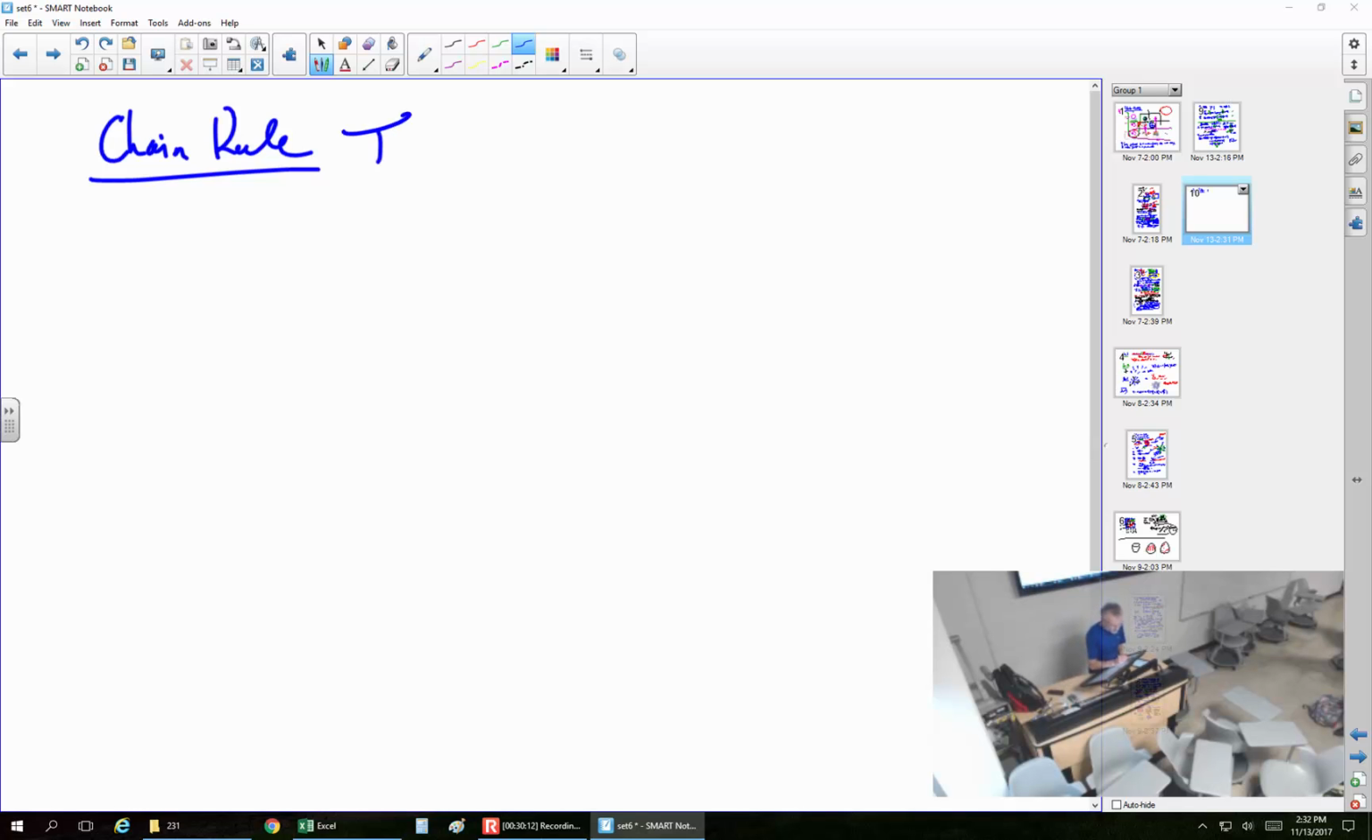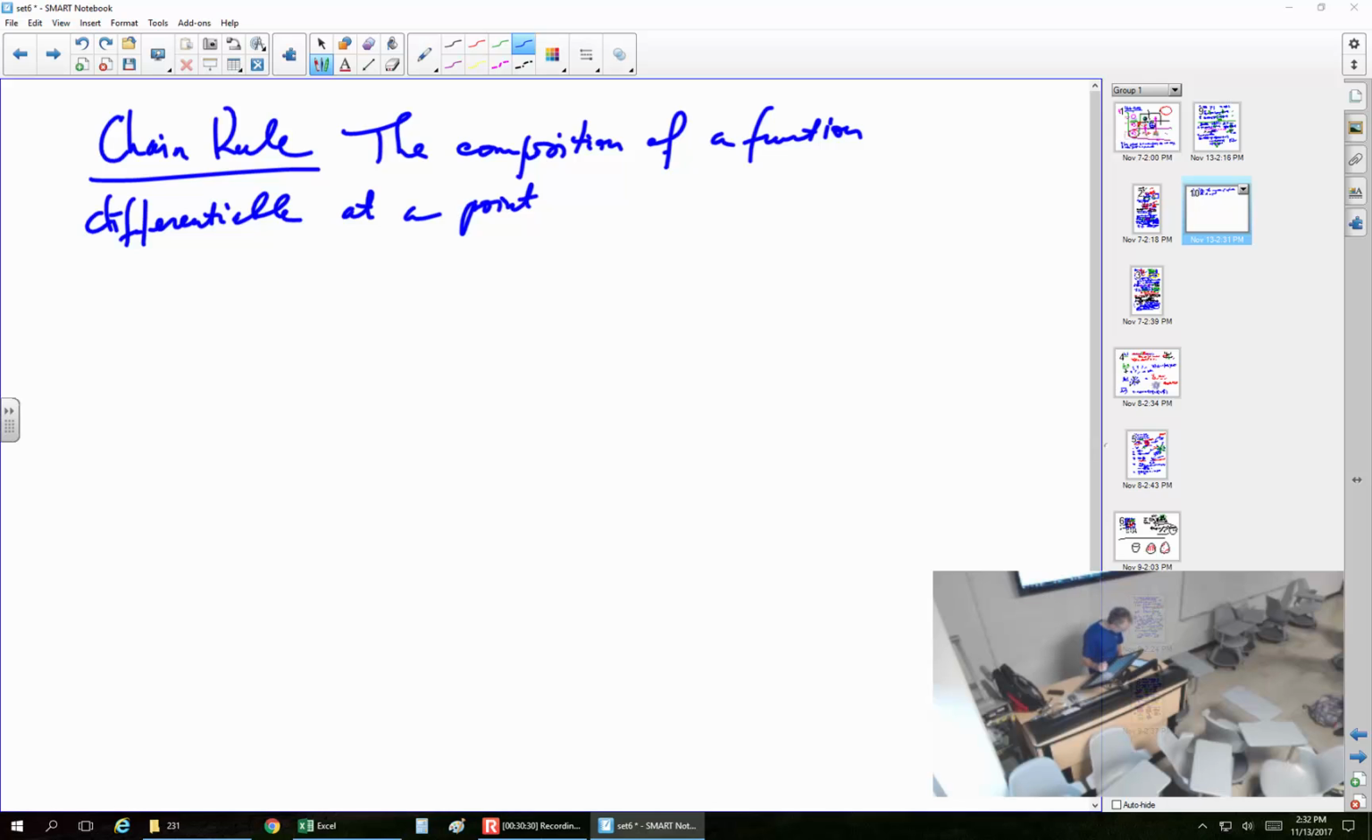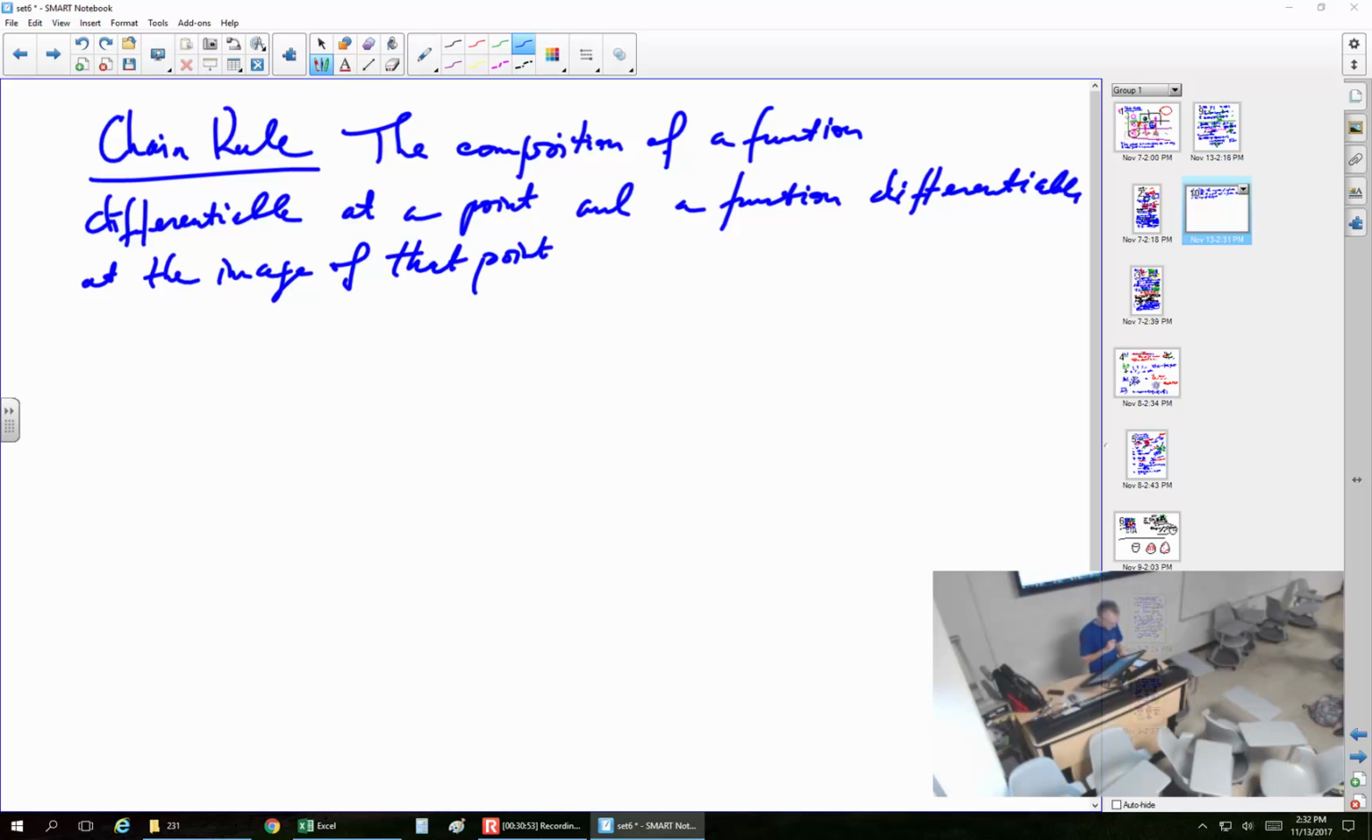So the composition of a function differentiable at a point and a function differentiable at the image of that point, or the value of that point, is differentiable at that point. And the derivative is the product of the derivatives.